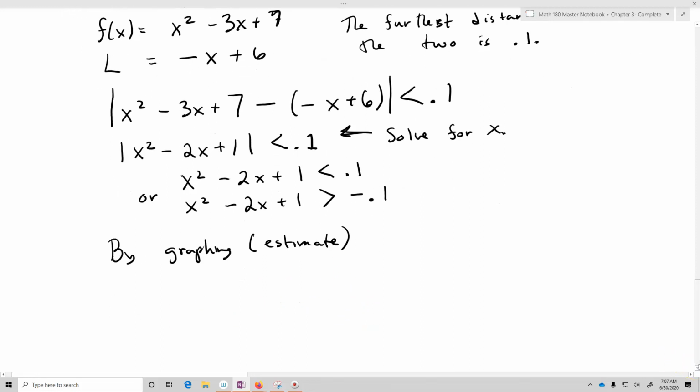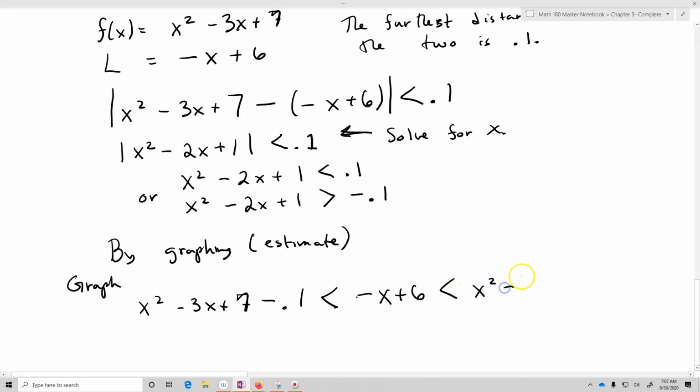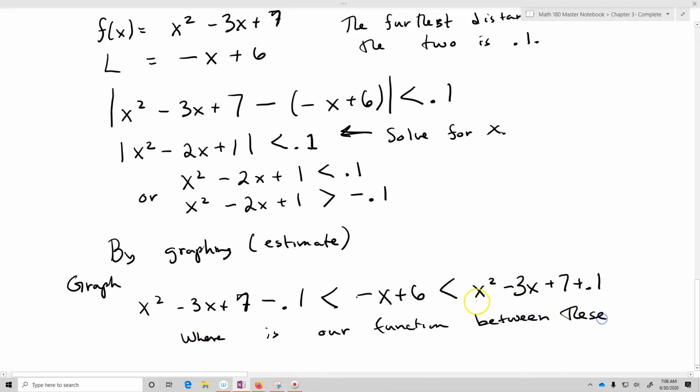And what that would look like is we'd graph x squared minus 3x plus 7 minus 0.1. We'd also graph negative x plus 6, our linearization, and x squared minus 3x plus 7 plus 0.1. What we want to do is figure out where our function is between these two graphs. So let's do Desmos and we'll see what that looks like really quickly.